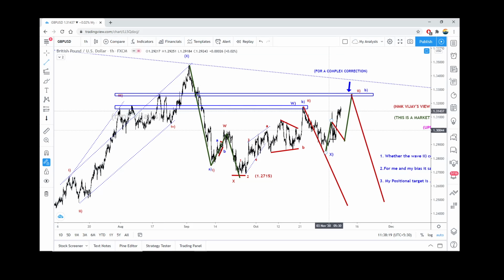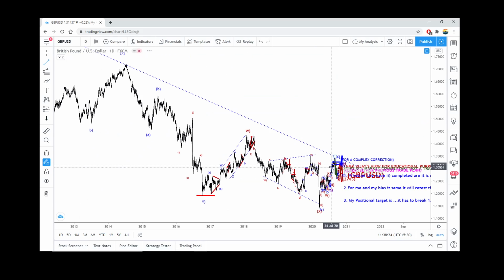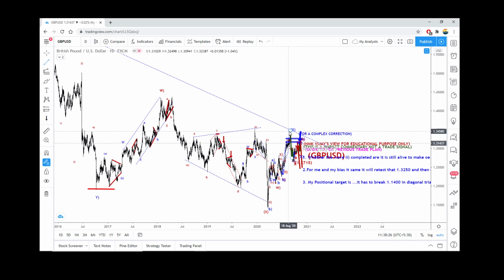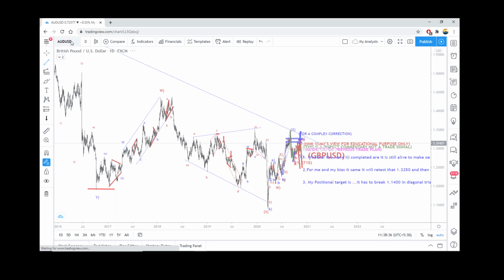And the positional view, the same thing. It has to break that 1.14, the previous Corona drop. It has to break there for it to be validated. This is an X, and then again ABC has to follow for the Z wave. So let's move on to AUD USD.